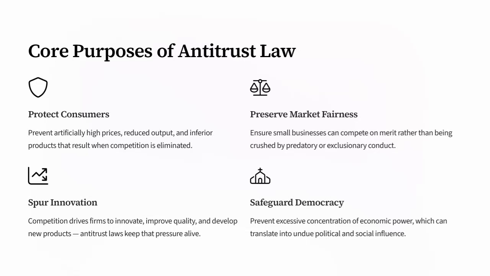Antitrust law serves four connected purposes. First, it protects consumers by preventing monopolistic behavior that can lead to higher prices, less production, and lower quality products. Second, it preserves market fairness, giving small businesses a genuine chance to compete on merit rather than being pushed out through predatory or exclusionary conduct. Third, it spurs innovation, because competition encourages companies to improve quality and create new products. Finally, it safeguards democracy by limiting excessive economic concentration and the political and social influence that can come with it.